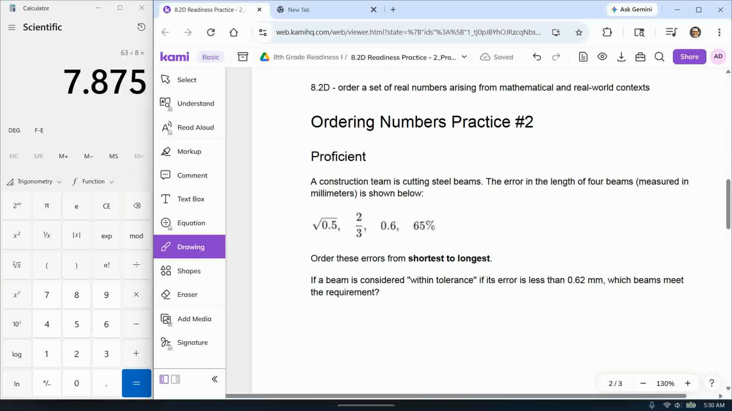For our second problem, we are looking at a construction team, right? They're building something and they're cutting steel beams, and here's some different values for the area and the length of the four beams. We need shortest to longest, and then we've got another question about what was within tolerance. Let's do the same thing.